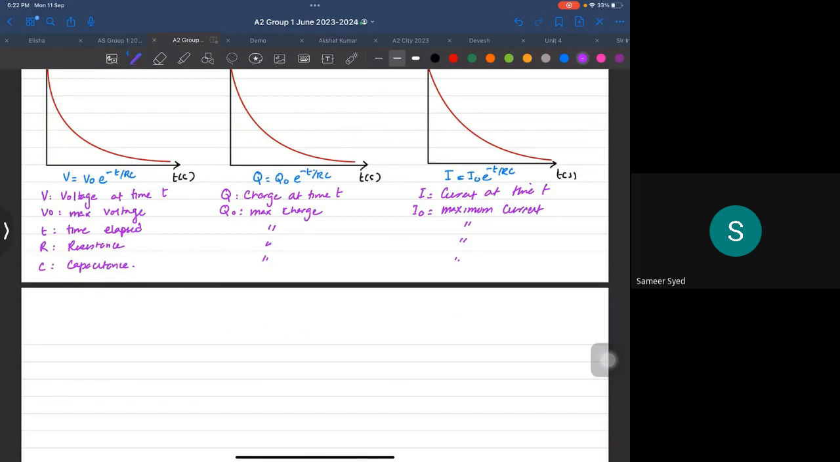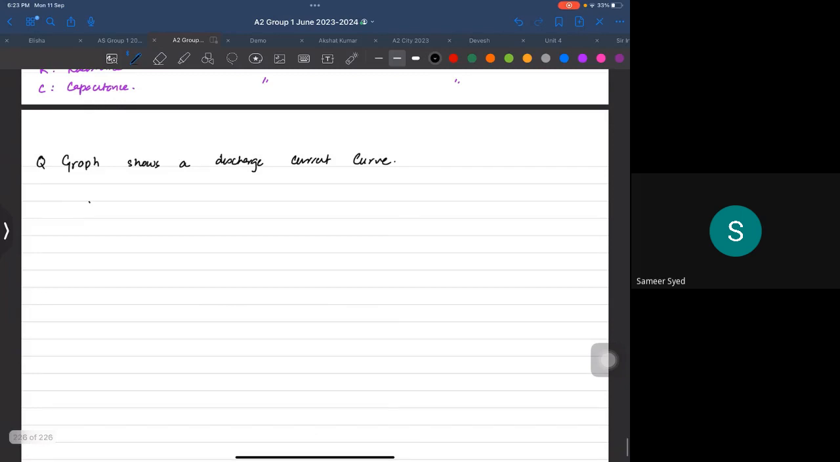Now, the next thing I'm going to do is basically start off with a question, to show what type of question you can expect. For example, a graph shows a discharge current curve. Okay, this graph looks like this, where they have current in milliamperes and then time in seconds, and the graph is shown like that.